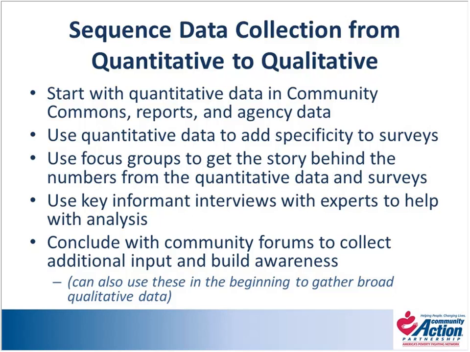Then also you can use focus groups to get the story behind the numbers from the quantitative data, as well as the information you're gaining from the surveys. This really helps you to explore the data you've already collected once you get to the focus group stage. Then another example is that you can use key informant interviews with experts or community partners in your community to help with the analysis process. Usually key informant interviews are some of the last type of qualitative data collection that you're going to do.